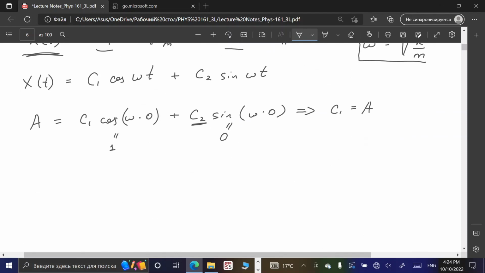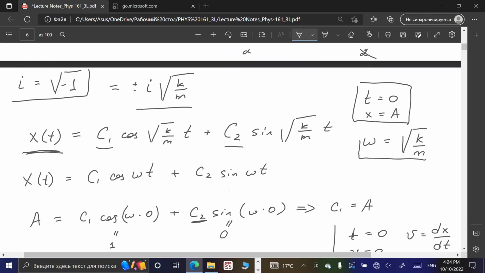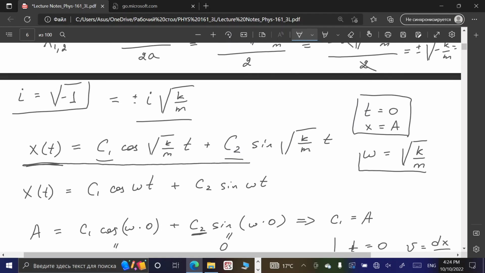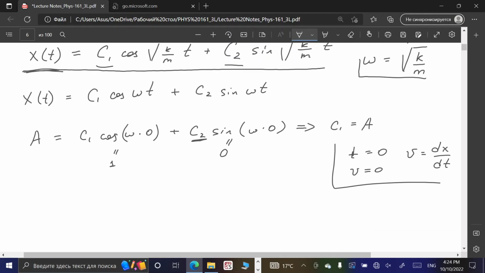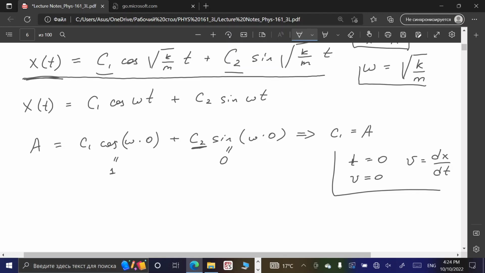We can now consider one more boundary condition, which will be the following. At t equals 0, velocity is equal to 0, and velocity is the first derivative of displacement over time. So in order to apply this boundary condition, we need to take the first derivative over time of this general solution, this equation, and set it to 0 at t equals 0. That will give us an option to determine another constant. So let us do it.